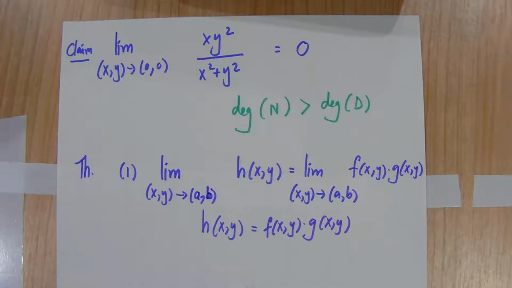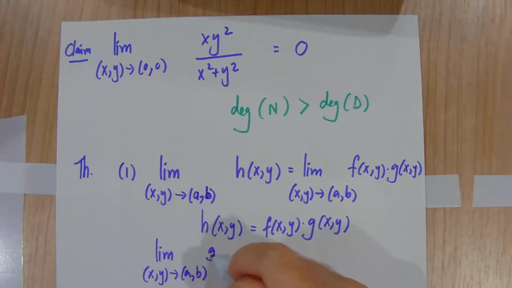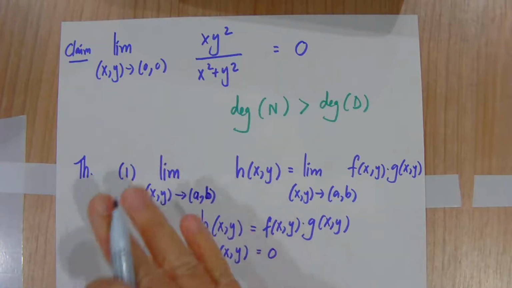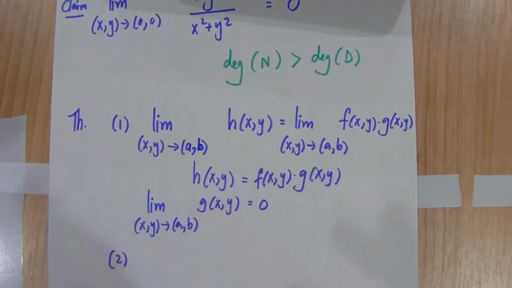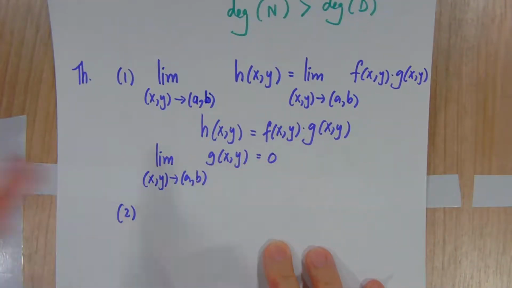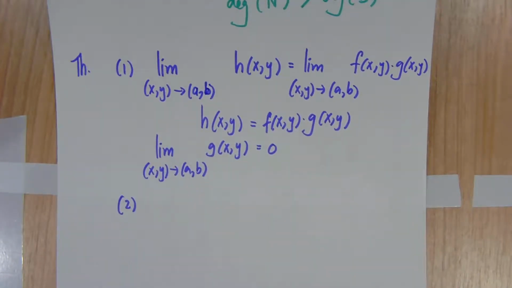The first condition is that the limit of the function g is equal to 0. Anyway, conditions 1 and 2 you can swap, so the limit of g can be condition 2 and this one condition 1, it doesn't matter. First, check that the limit of g is equal to 0. Second, check that the function f is bounded.